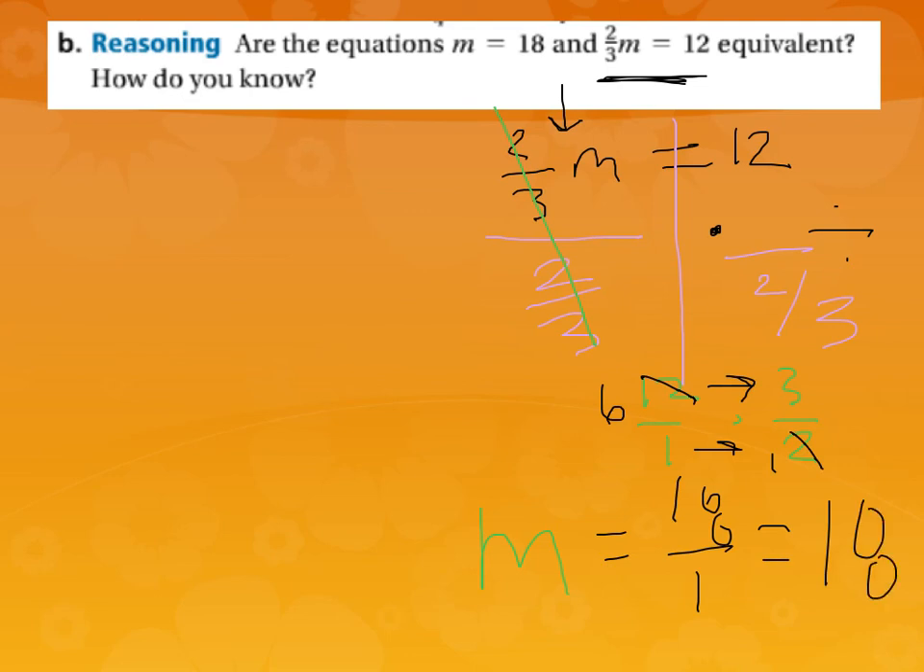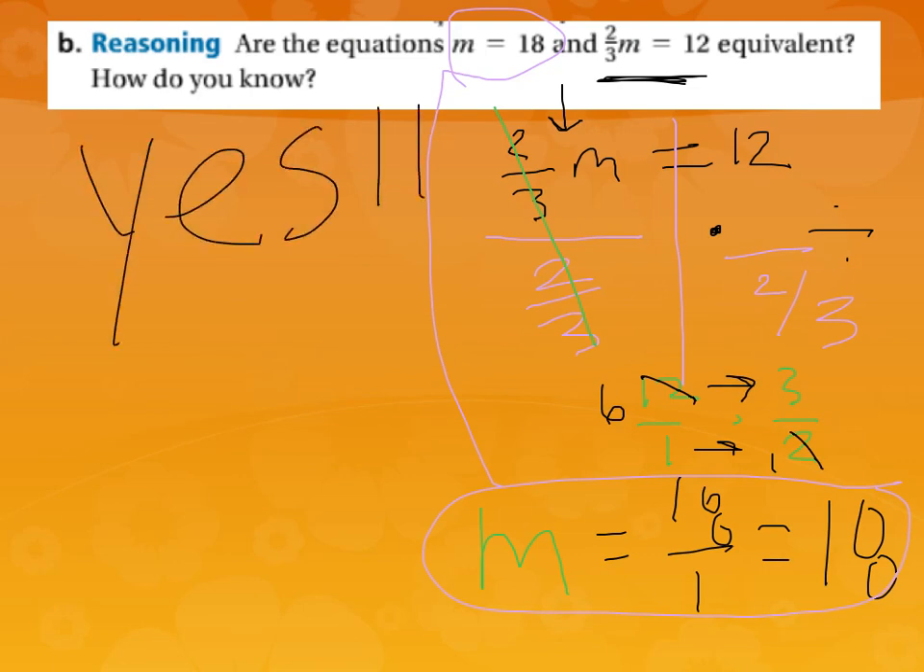Now I can compare the two equations. My equation that I solved, m is equal to 18. In my original equation given, m is equal to 18. So are they equivalent? Equivalent means equal. So I could say, yes, they are equivalent. And how do I know? I would say, look at my work. Work shown.